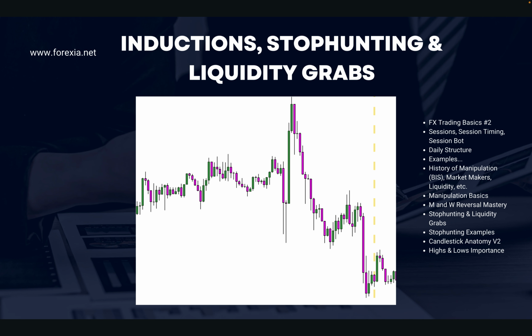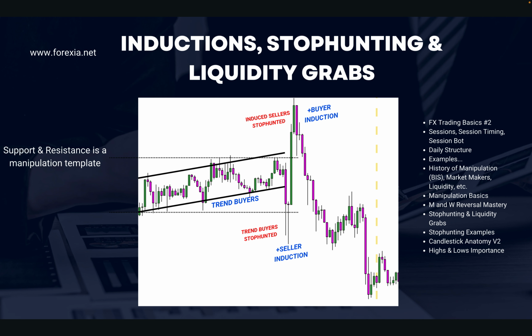Inductions, stop hunting, and liquidity grabs. So here, once again, we have a pretty obvious trend right here, and this is what I mean, that support and resistance is nothing more than a manipulation template. So we would maybe put a support level right here where this black dotted line is, and our resistance level right here, because we can see that market is in consolidation at these levels. But it also looks like it's in a trend, okay?